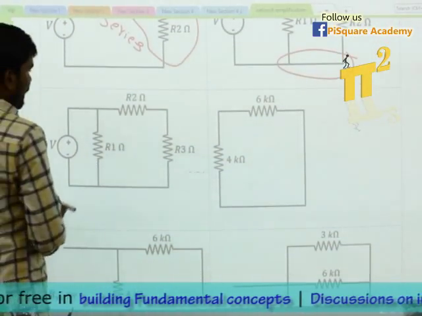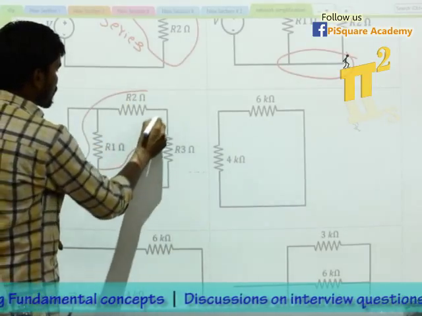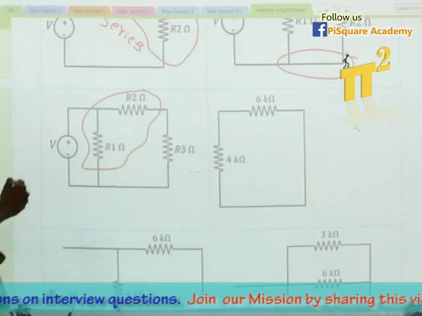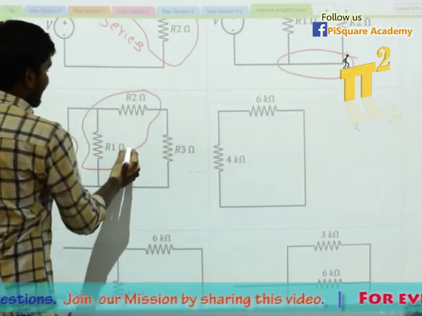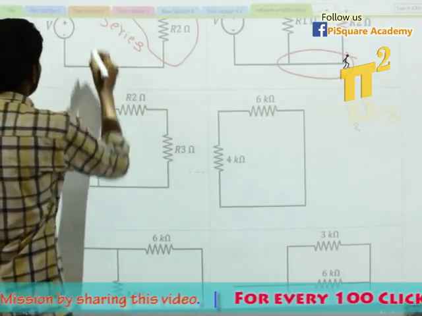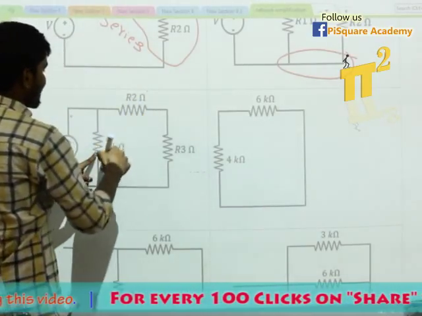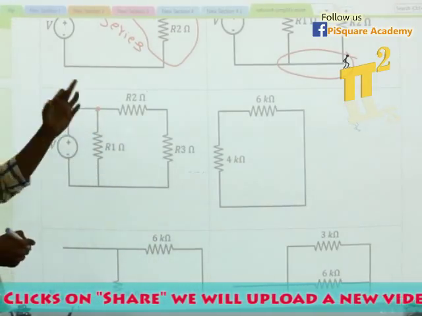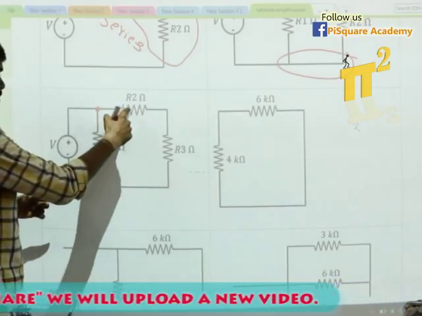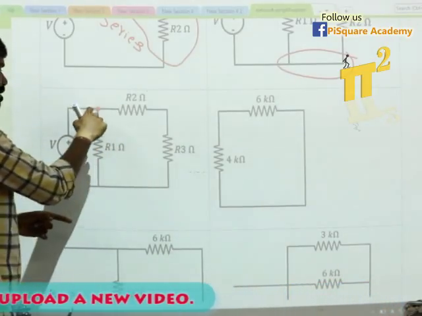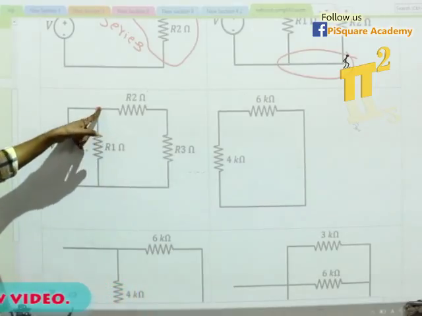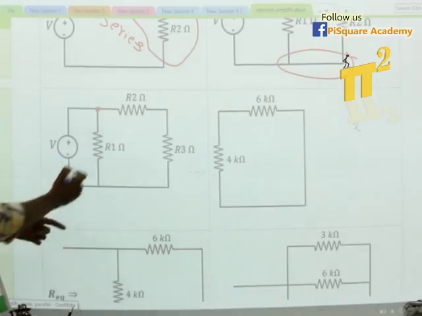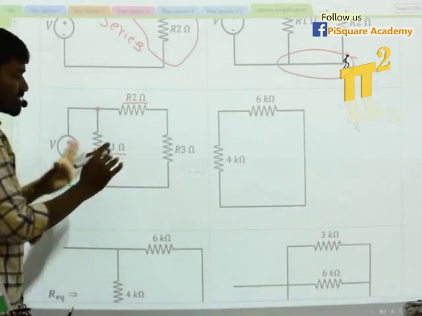Next, tell me how these two are related. Be careful here. First check whether they're in series or not. For these two to be in series, the degree of this node should be 2, but it is 3. One element got connected, second element got connected, third element got connected. Three elements got connected here. So these two are not in series. I'm talking about R2 and R1. They are not in series.